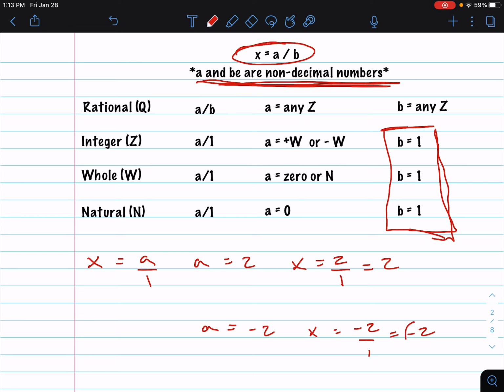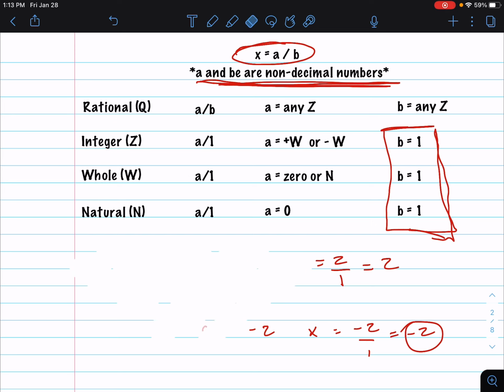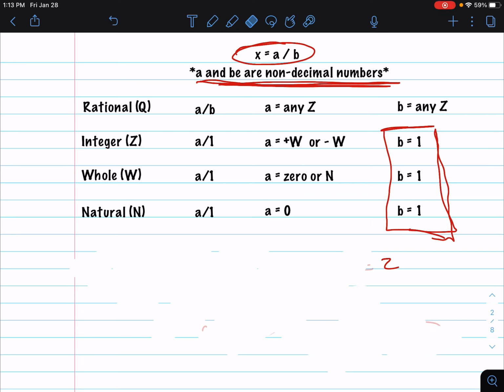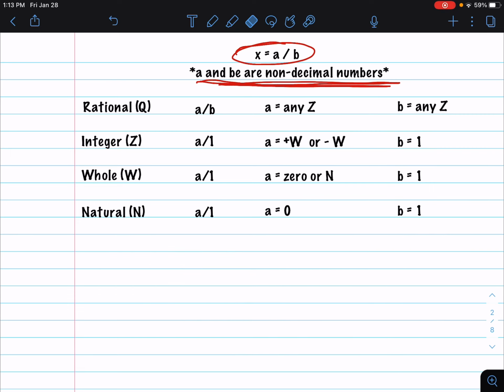And what kind of a number is -2? -2 is an integer and a rational number, but it is not a whole number, and it is not a natural number. So that's what that b equals 1 means and how to use it.